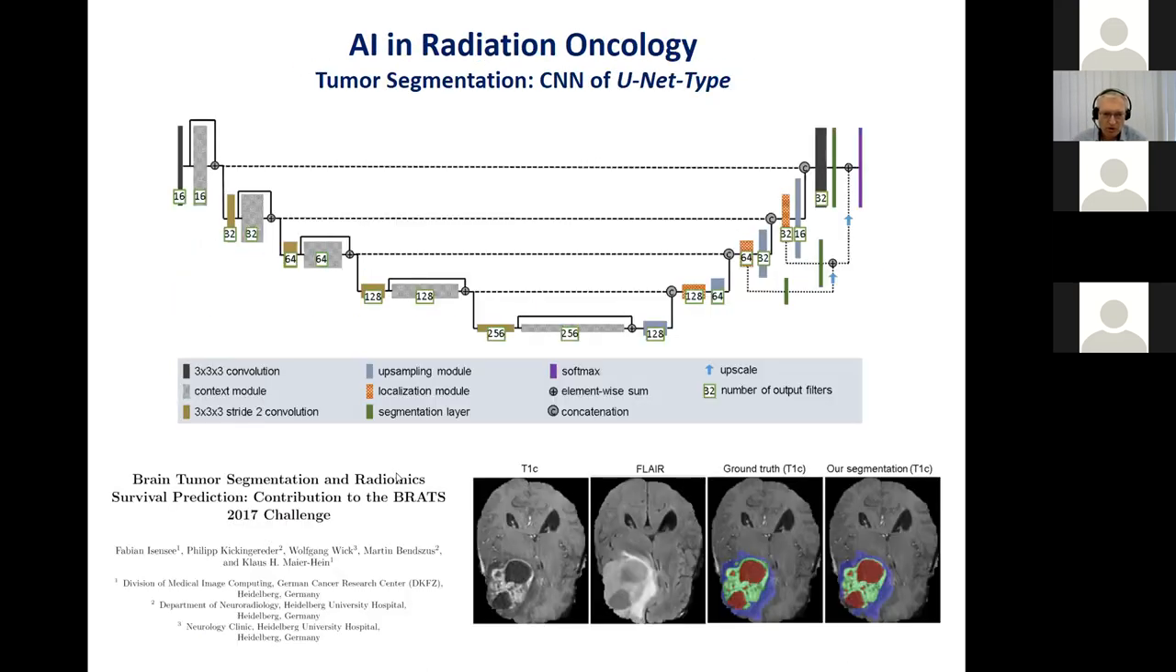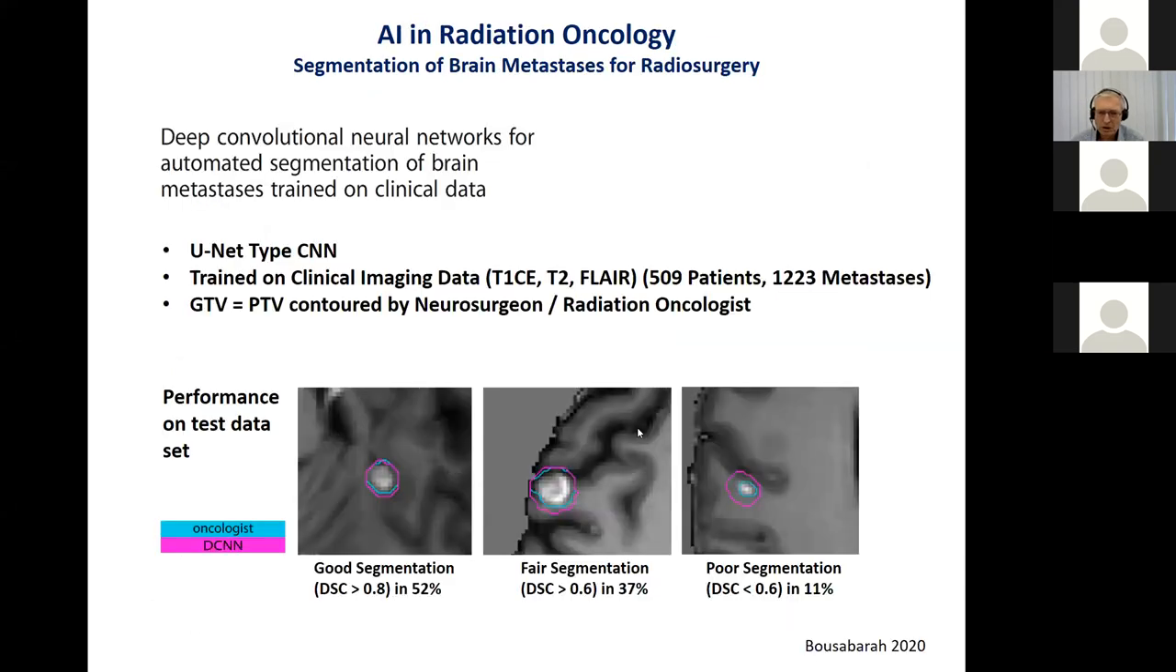And in 2017, the group who won this challenge, again this BraTS challenge, was the group around Fabian Isensee from the German Cancer Center. So they won this challenge, and you see an example here. Again, you have the tumor, which is depicted in the T1 contrast enhanced MRI image and the FLAIR image. This is the ground truth in this tumor, and this is the computer-based, U-Net-based segmentation, so it's very accurate.